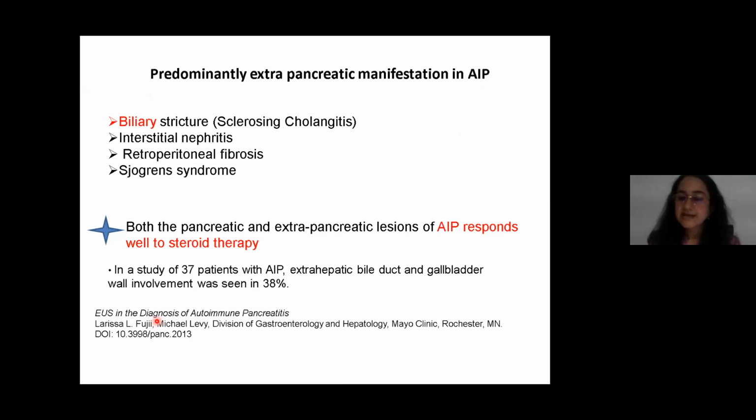The predominant extrapancreatic manifestations in autoimmune pancreatitis can be biliary stricture, interstitial nephritis, and retroperitoneal fibrosis. So both these pancreatic and extrapancreatic lesions respond well to steroid therapy.